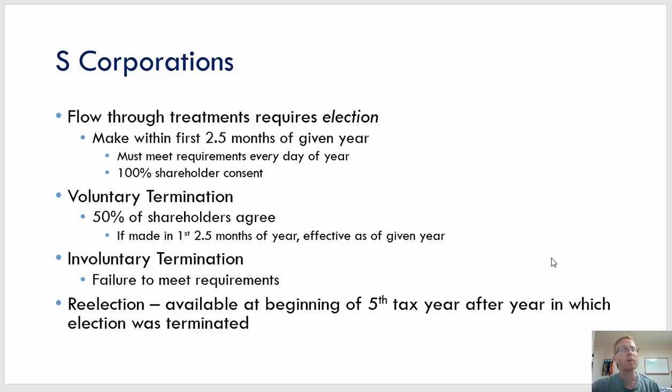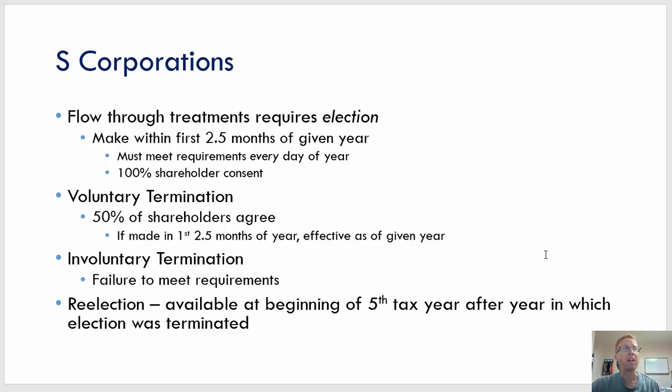Okay, so what's the voluntary termination? Well, you only need 50% or greater to terminate it. If it's made within the first 2.5 months of the year, you can make it effective as of the beginning of the year. If not, you make it effective with the next start of the year.